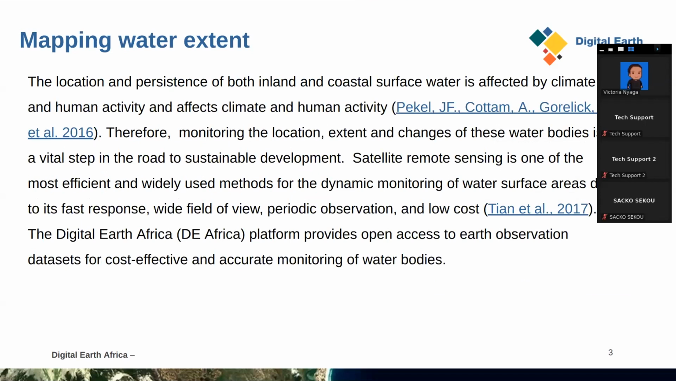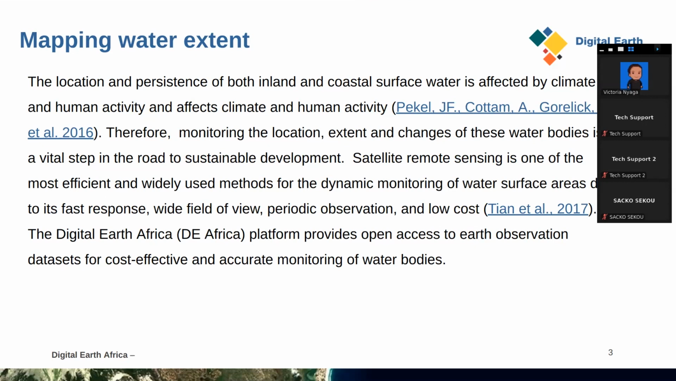Now, mapping water extent is important because water bodies, both inland and coastal, are affected by climate and human activity, and in turn, they affect climate and human activities. Therefore, we need to be able to monitor the location, the extent, and changes happening to these water bodies in our strive or road to achieve sustainable development.